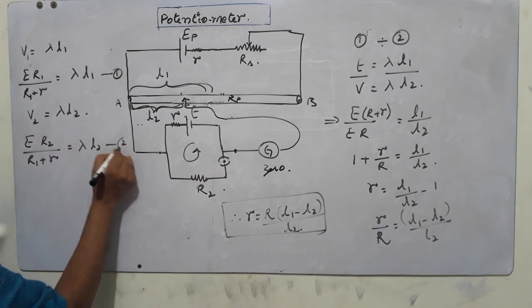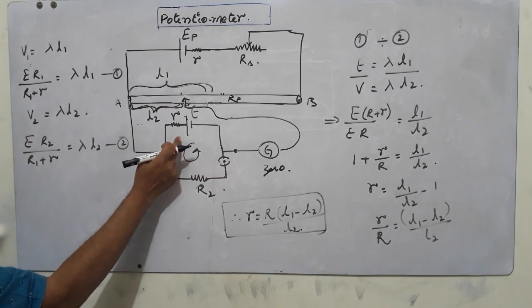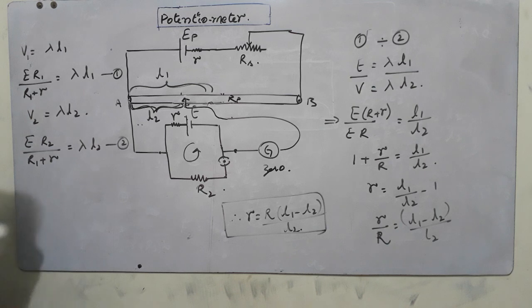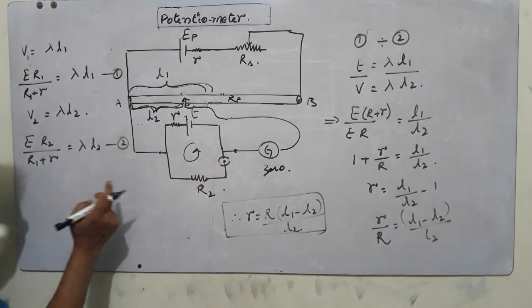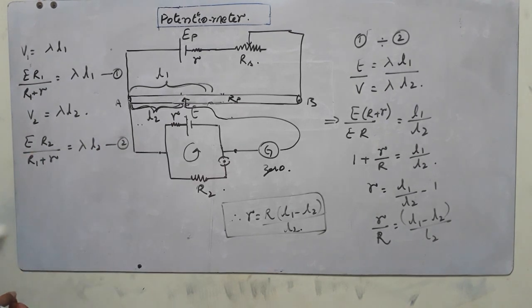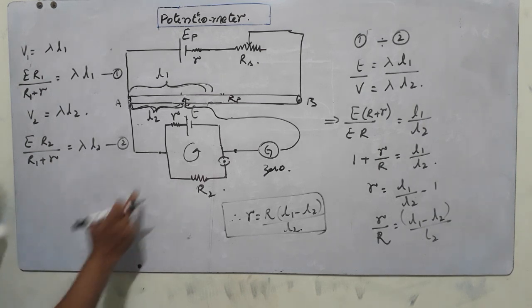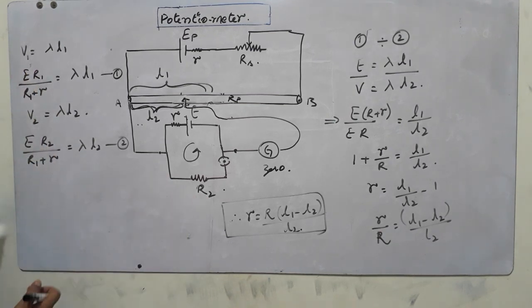This is equation 2. See here, E is the same in both cases and small r is the same in both cases. Why? Because the same cell is used. For that cell only we are determining the internal resistance. What have we changed here? We have changed the external resistance. First in the case R1, in the second case R2.